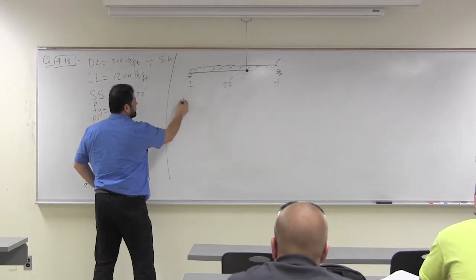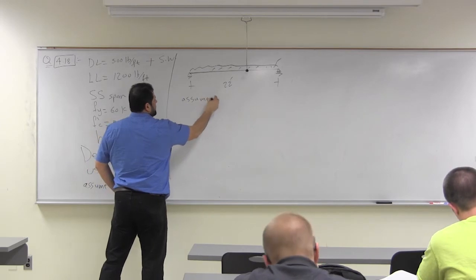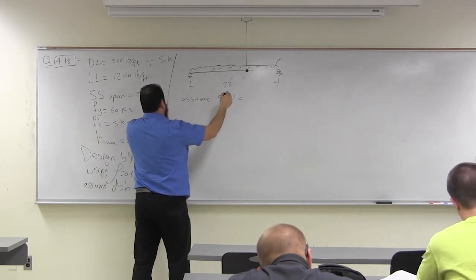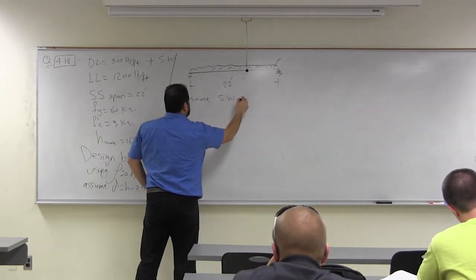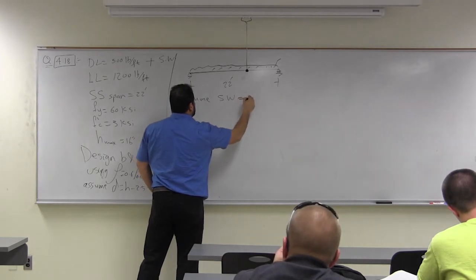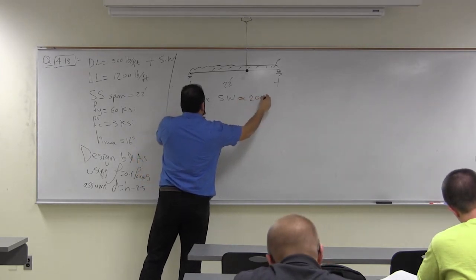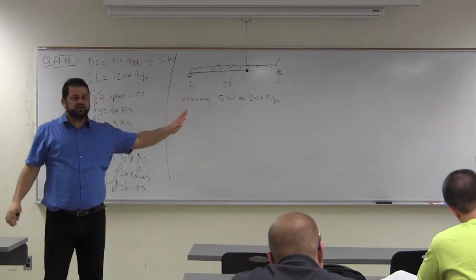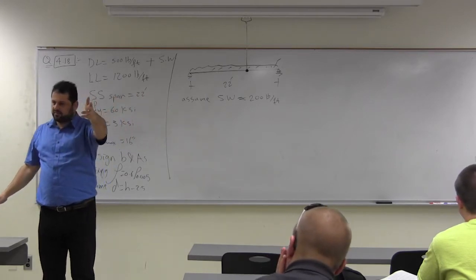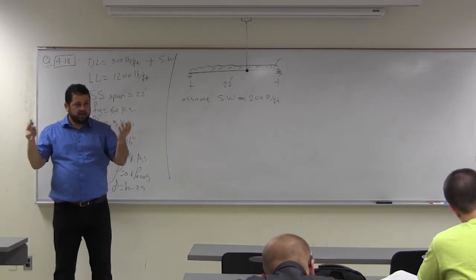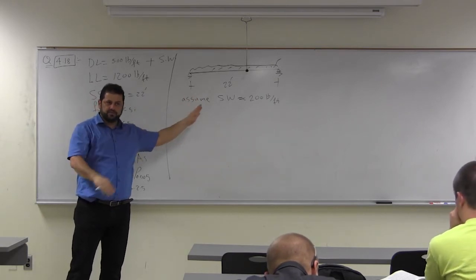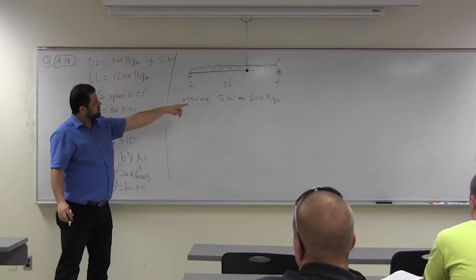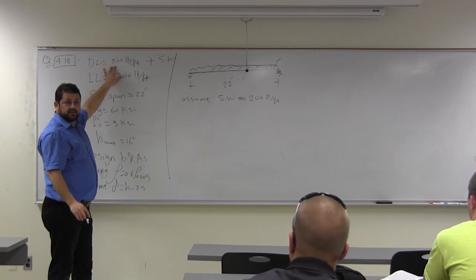So assume self weight equal, I'm going to assume 200 pounds per foot. You're going to say, how do you get this number? 200, 250, 300, it depends. You can assume whatever you want, but you need to check it. I'm going to assume 1.33 times 150, that much. I may need a bigger b. Then I will check it, and I will show you how we check. That's just an assumption. So total dead load is what? 200 plus 500, that's 700.